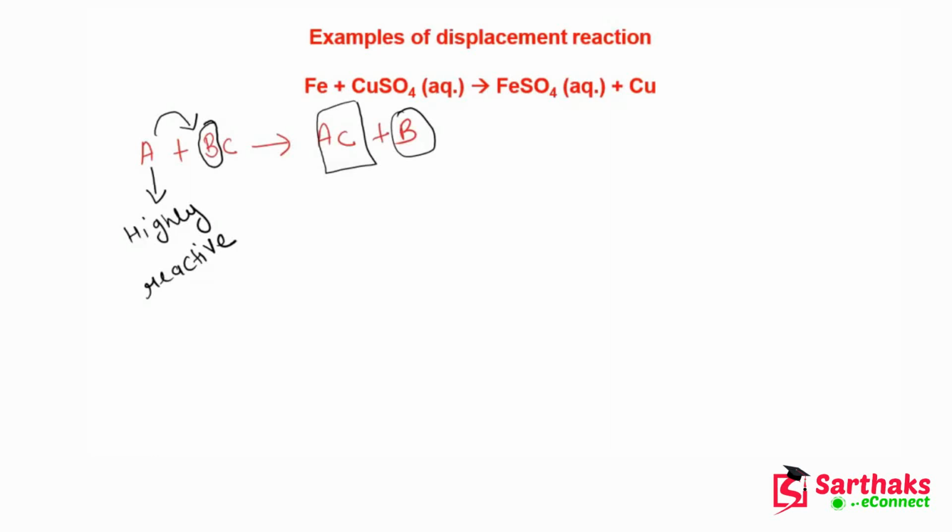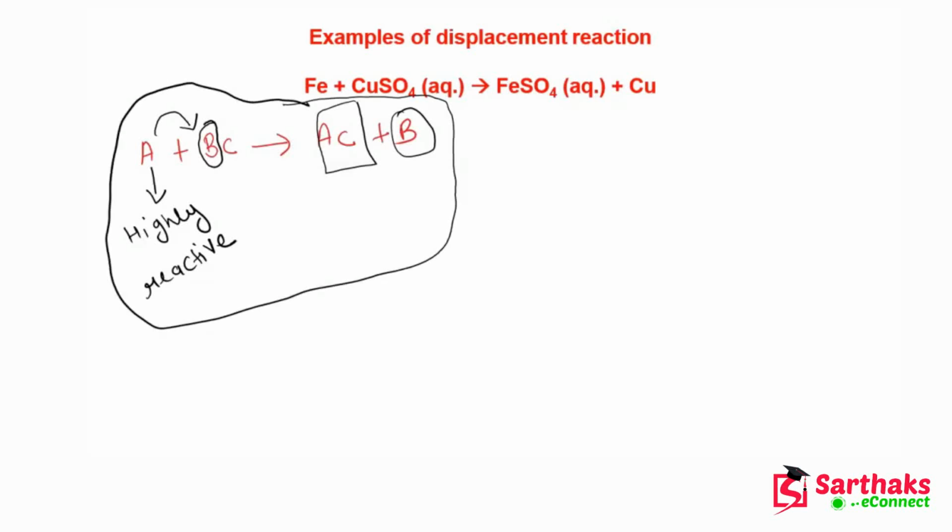So that's why we will say that this is an example, or you can say this is a general term for displacement reaction. Here two things are important: a more reactive element will displace a less reactive element. Okay guys, I hope you might have been able to understand this displacement reaction. Now we will talk about an example of displacement reaction.